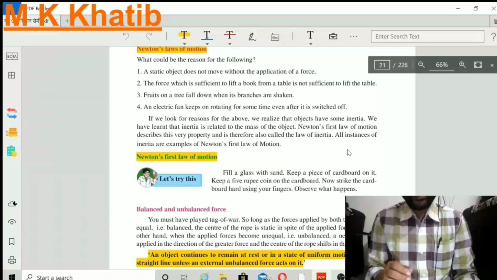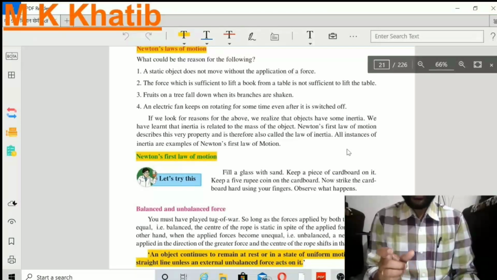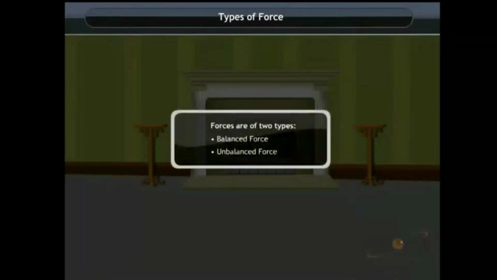So Newton's first law of motion can explain this property. To understand this property well, we again have to observe a small clip about balanced and unbalanced force. Forces are of two types, balanced force and unbalanced force. Let us understand it with the help of an activity.